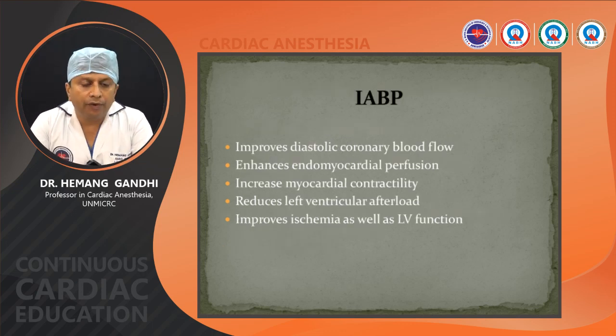IABP. When the patient is not improving with your routine drugs, supplementary therapy, inotropes and inodilators, specifically in coronary artery disease patients, one should consider IABP insertion, as it improves the diastolic coronary blood flow, enhances the endomyocardial perfusion and increases the myocardial contractility, and at the same time reduces the left ventricular afterload by reducing the SVR. So it improves the ischemia as well as LV function. So IABP has a very good effect in the preoperative period in coronary artery disease patients, and that improves the outcome.